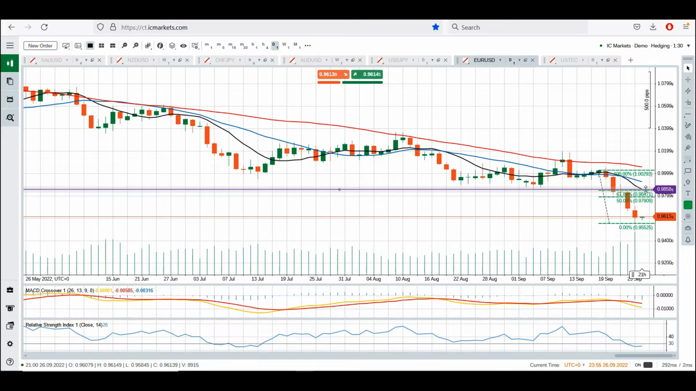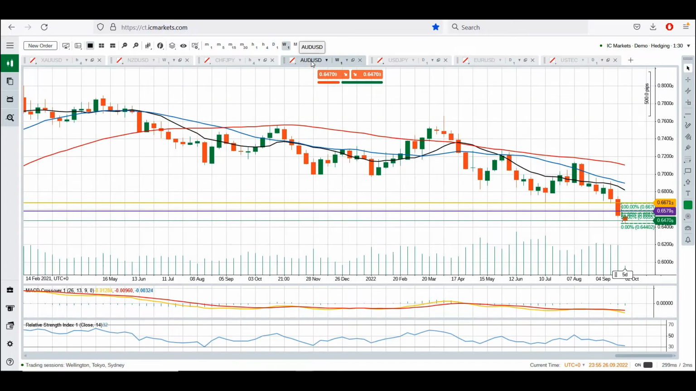So what I'd like to see is a pullback to test this level from below, some sort of information from the market that the pullback is done, so maybe a change of direction on the lower time frame, or maybe a bearish rejection candle on the daily chart, and then I'll be looking for continuation of this overall very strong downtrend. Similar situation on the Aussie dollar.